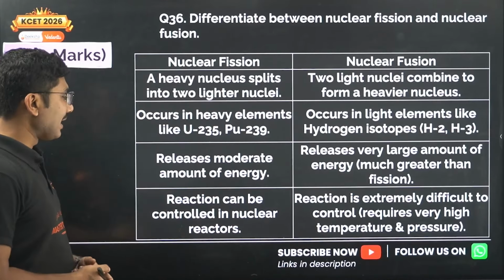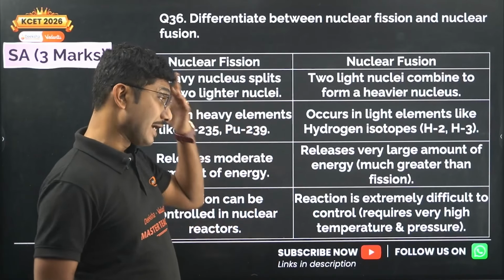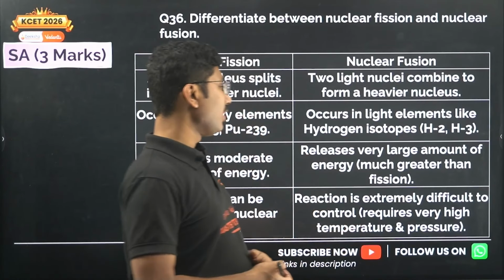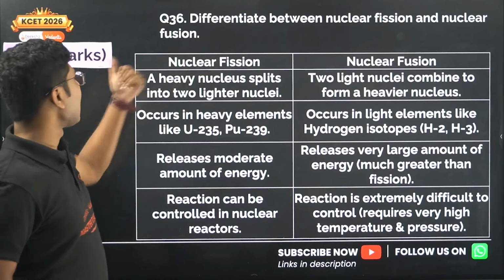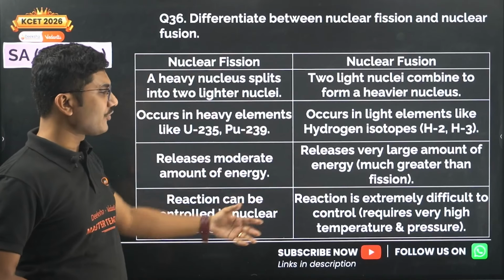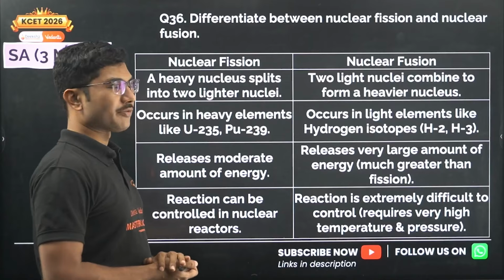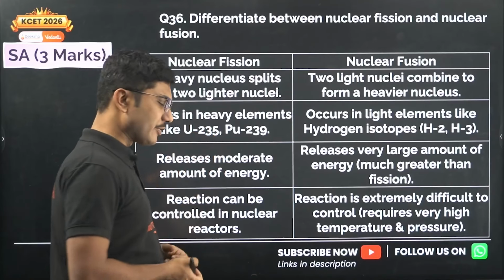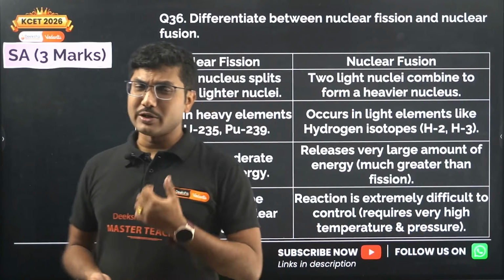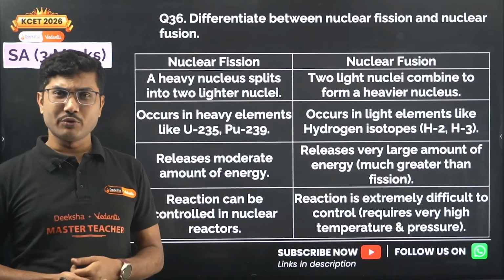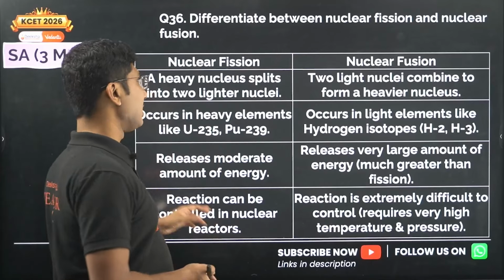Fission reaction can be controlled in nuclear reactors. Fusion reaction is extremely difficult to control, requiring very high temperature and pressure. Okay, so if it is coming as a 3-marker question, any 3 points are sufficient. I have given you one extra option in case you forget one of them. So basically, whenever you are studying a difference or properties, try to remember at least one more, so that in case you forget one, you can remember the other one.